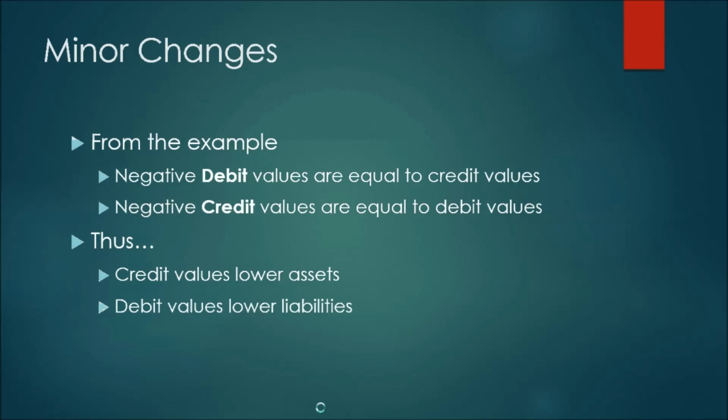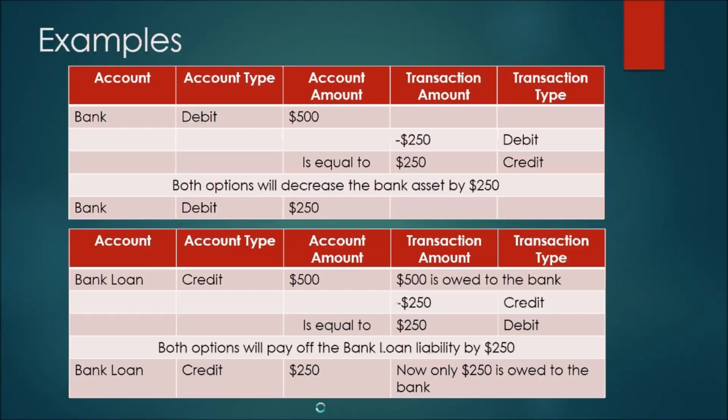So here is an example. Say I had a bank account that had $500, and it is a debit type. If I were to spend $250 of it, I would have a debit transaction of negative $250. And because negative debit values are equal to positive credit values, this is equal to $250 in credit. So both options, negative $250 in debit and $250 in credit, would both decrease the bank asset by $250, and in the end, in your bank asset account, you would only have $250.